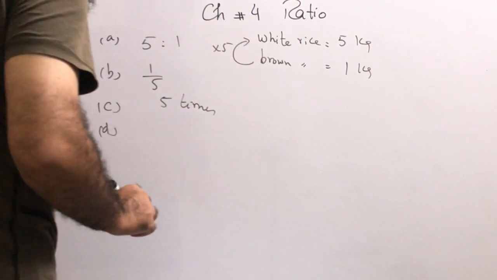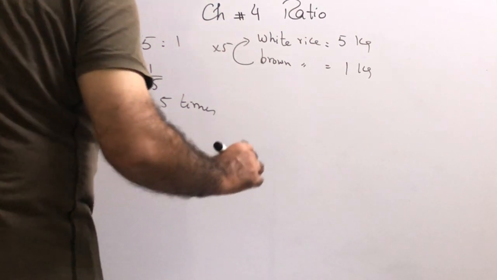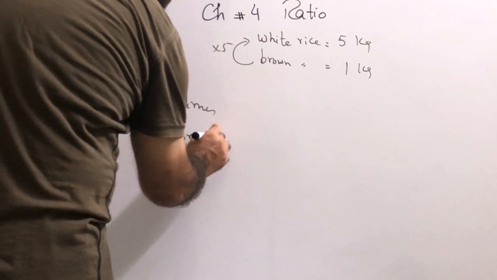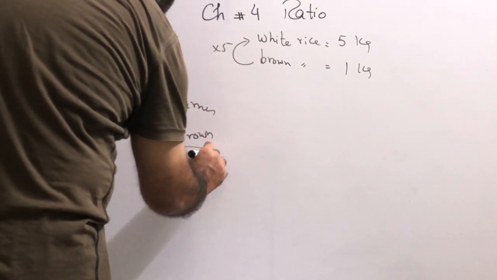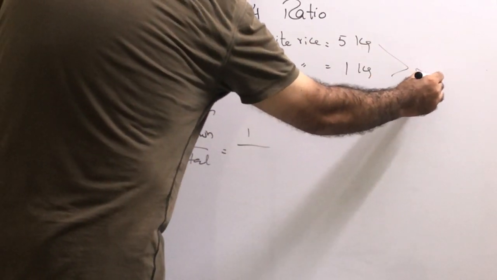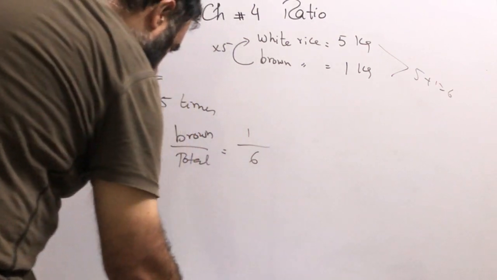Part D says the mass of the brown rice Mrs. Ali bought is dash over dash. How much? Brown over total. Brown is how much? 1. Total is how much? 5 plus 1, 6. Total purchase 1/6. This is for part D.